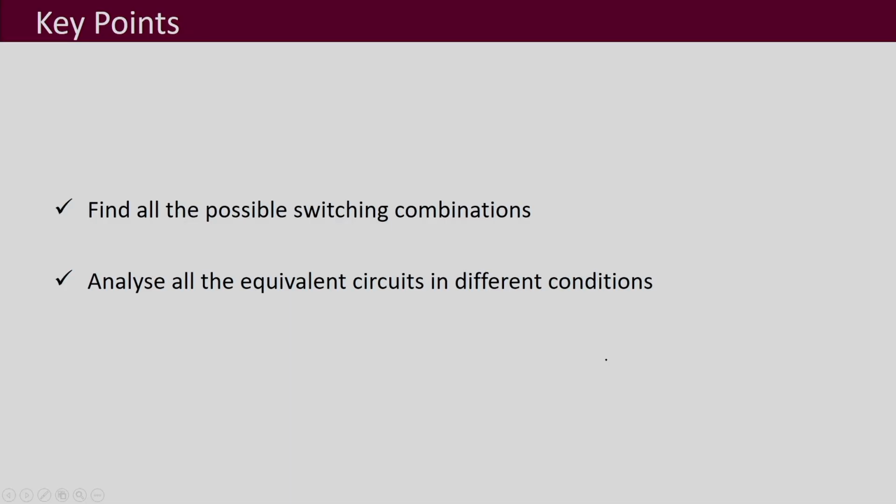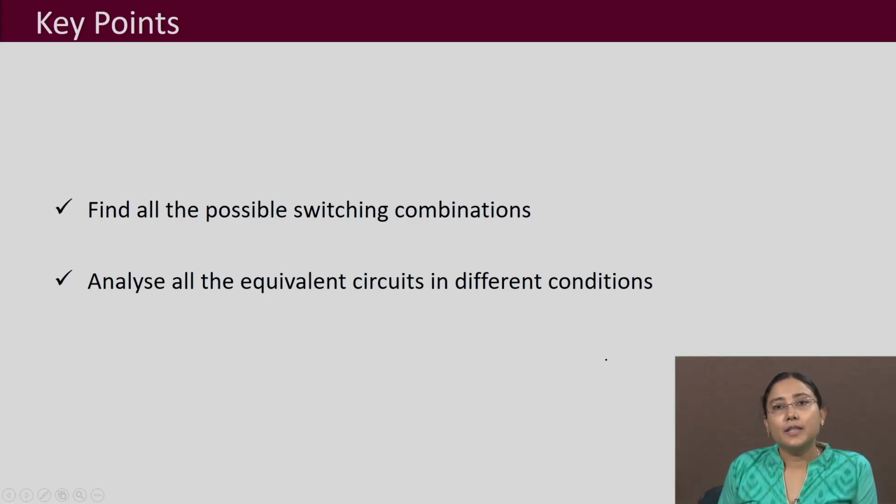So, the key point of this lecture is that when you take any converter which has multiple switches, you see what all the different possible switching combinations are for that converter, and then for each possible switching combination you analyze the equivalent circuits, and then you find out the different voltages and currents that are flowing through different devices and components, and that will help you in finding out the ratings of the devices during the design process.